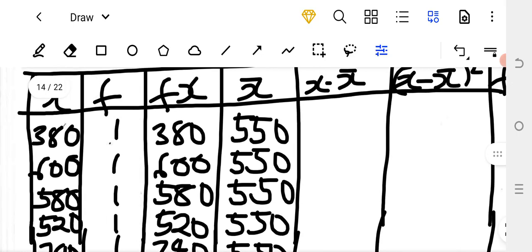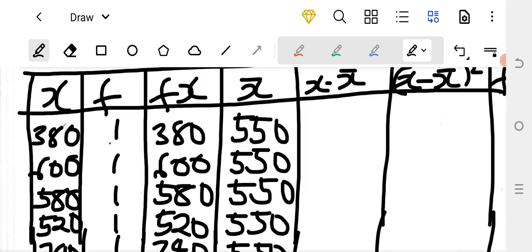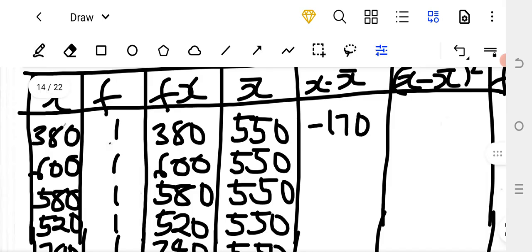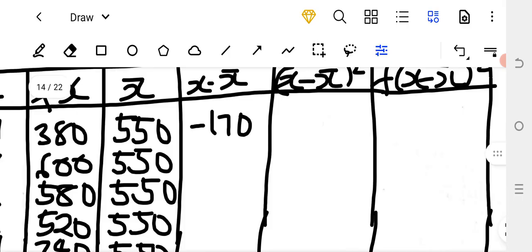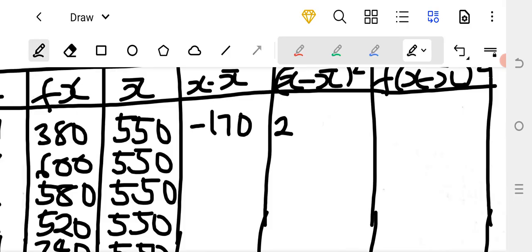Deviation from the mean: you say 380 minus 550, which gives you negative 170. You square the answer and it gives you 28,900. Then you just repeat that.